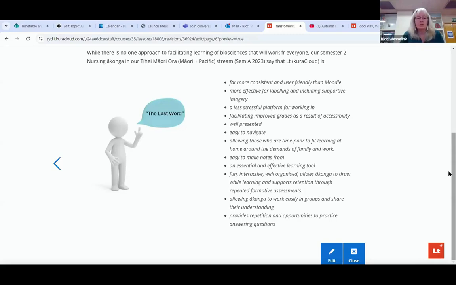So that's another point, actually. It allows them to log in as a group so that if one person's absent, they still get the notes. And it provides repetition and opportunities to practice answering questions.